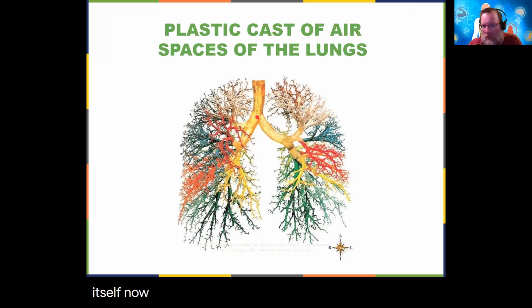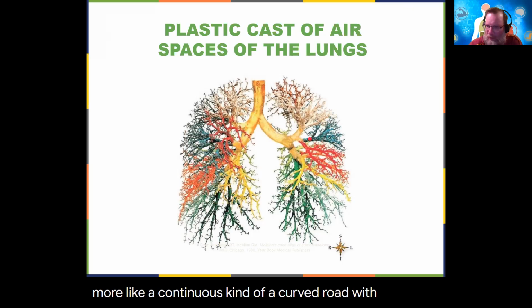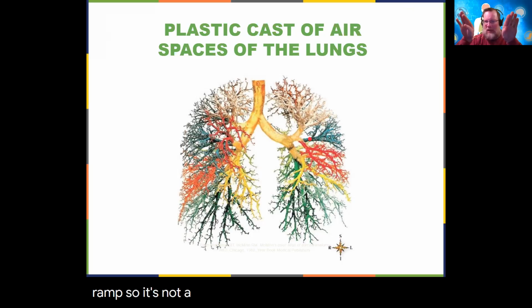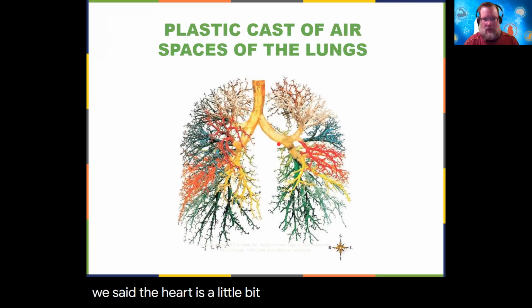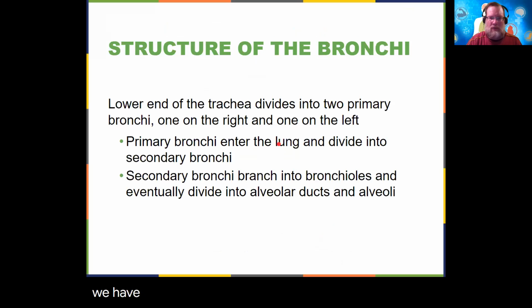Now, can it go over here? Well, of course. But again, this is more like a continuous kind of curved road with an off ramp. So it's not bilaterally symmetrical, is my point. It's not right down the middle, with left lung and right lung both identical. Nope, not the case. And again, why is that? Well, you can envision the heart sitting right in here. And we said the heart is a little bit left of center. So that's what we have going on there.